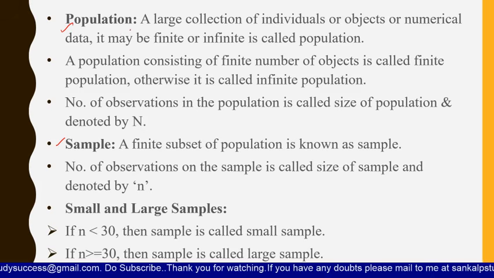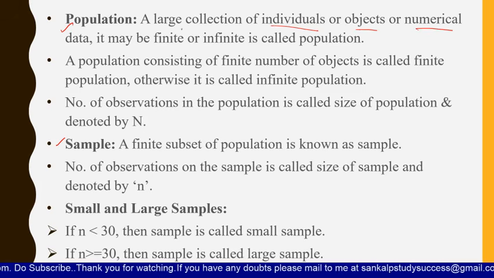So, what is population? A large collection of individuals, objects or numerical data. It may be finite or infinite. That is called population. Here, a population consisting of a finite number of objects is called a finite population, and a population consisting of an infinite number of objects is called an infinite population.